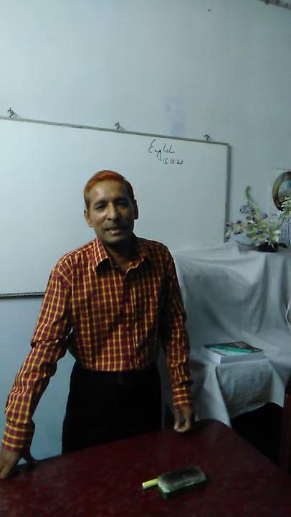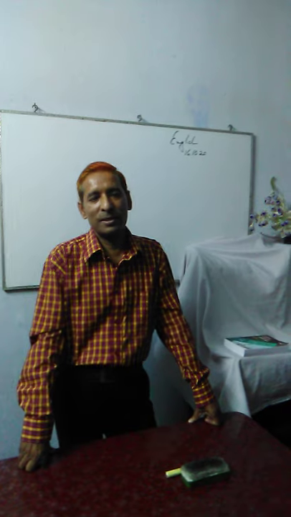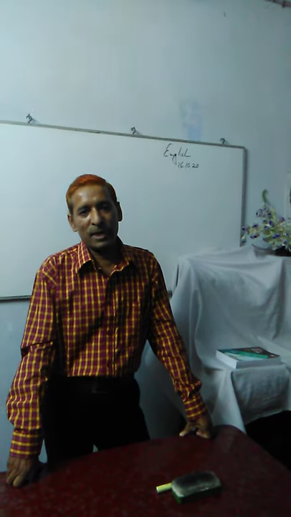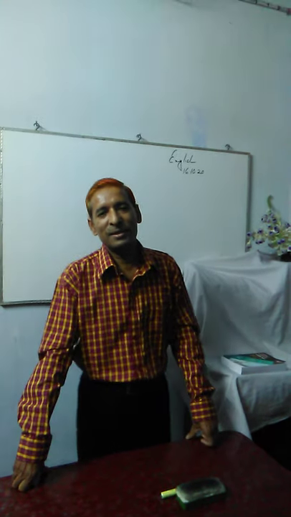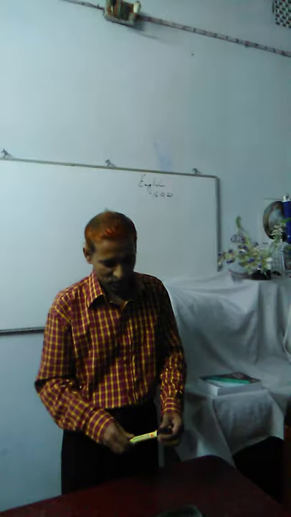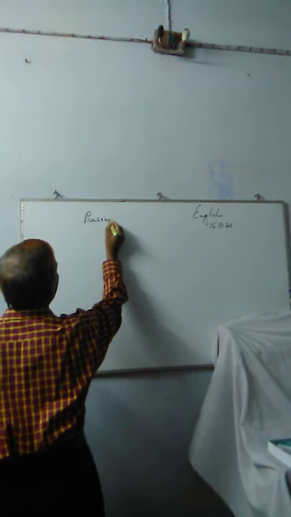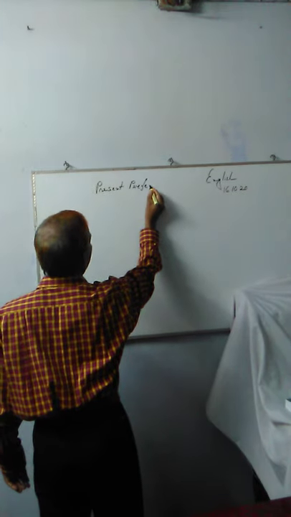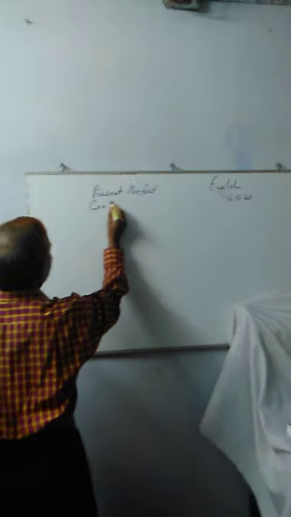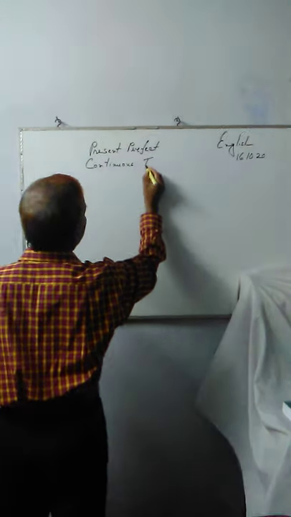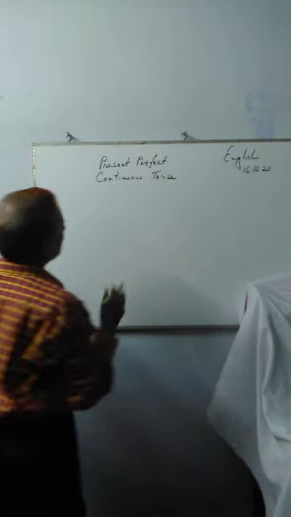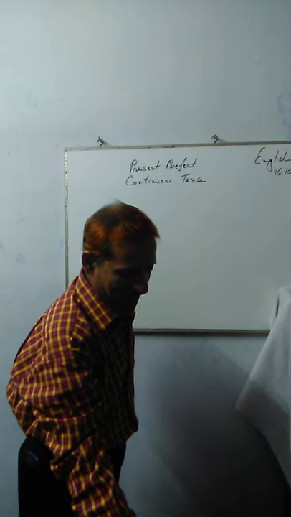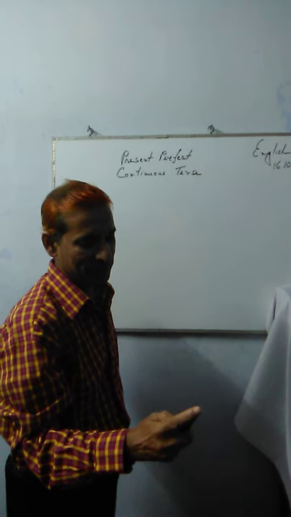Now you should know what present perfect continuous tense is. Present perfect continuous tense indicates the action which has been going on for some time or for a point of time. Let's learn present perfect continuous tense and write down present perfect continuous tense.